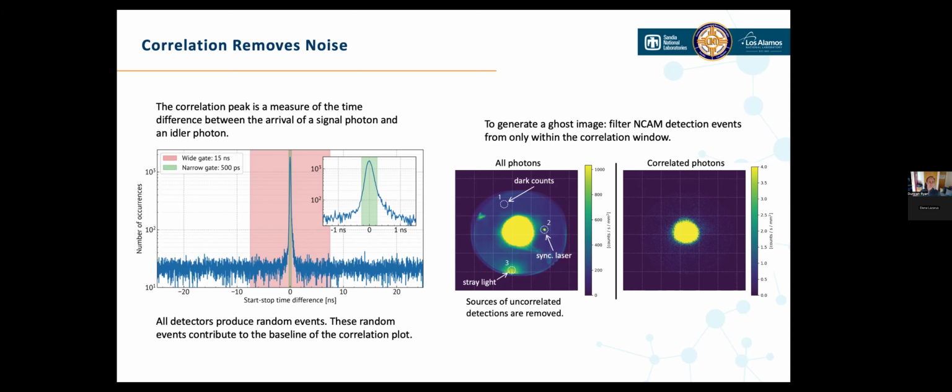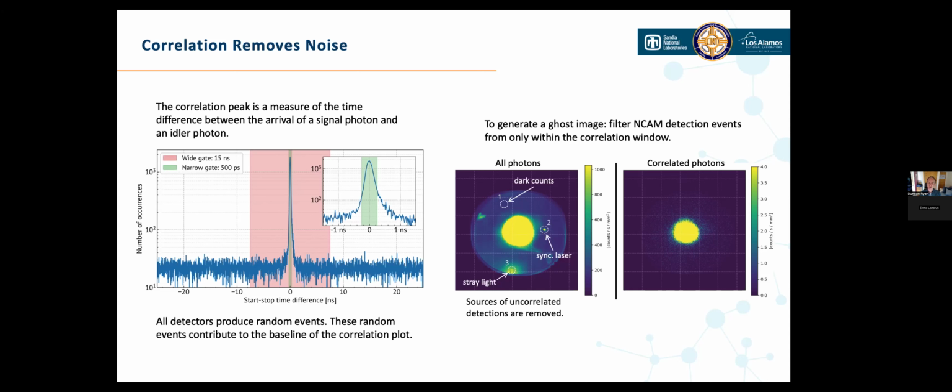So as a little bit of example here, we have that image in the center there. It says all photons. Those are all the photons that strike our detector. But we have some dark counts. We have a synchronization laser there. You can see that pointed out. And then stray light, just because these are such sensitive detectors, they see room light pretty easily, even if you do a good job boxing it up.